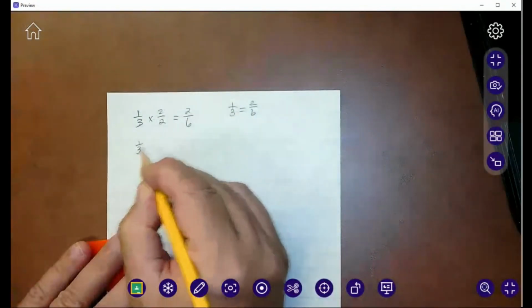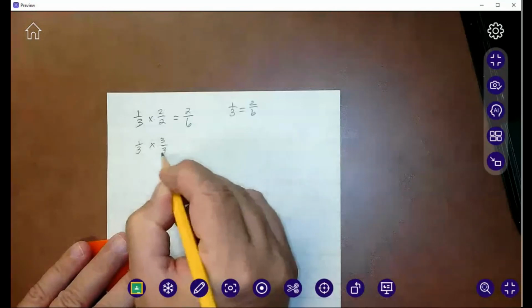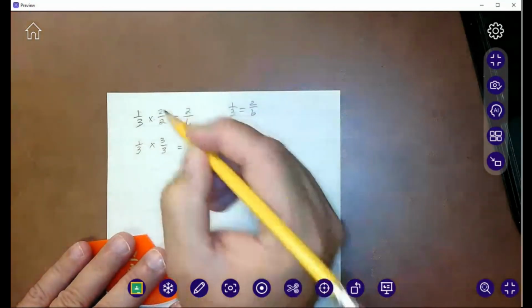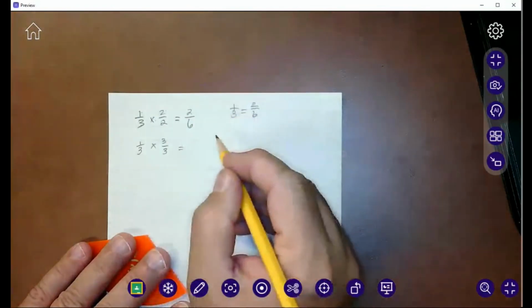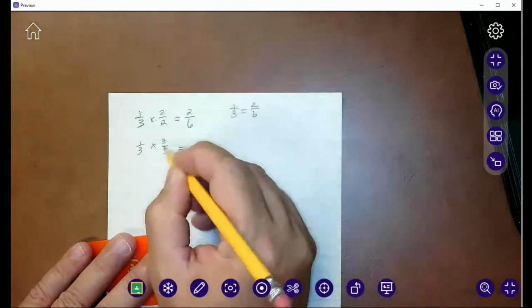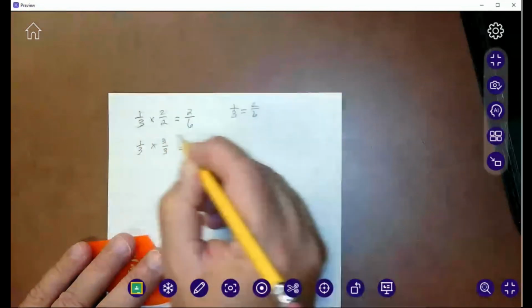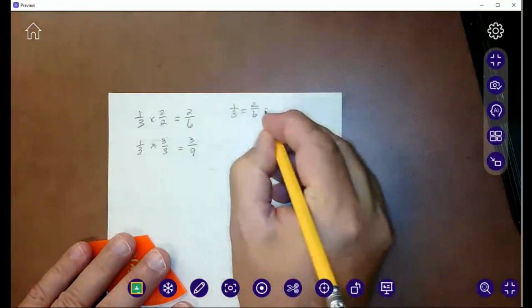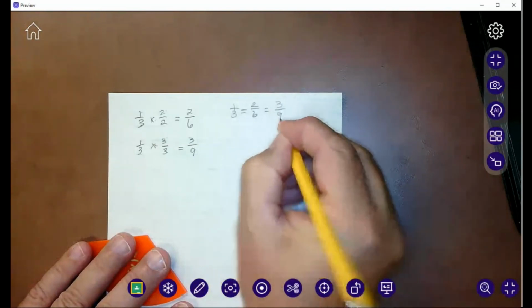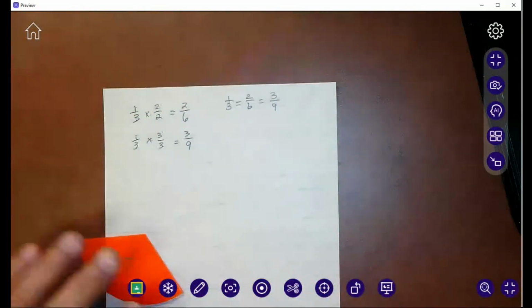I can take 1/3 and multiply it by 3/3, because remember 2/2 is 1, 3/3 is 1. And so when I multiply by 3/3, I get 1 times 3 is 3, 3 times 3 is 9. So 1/3 is also 3/9.